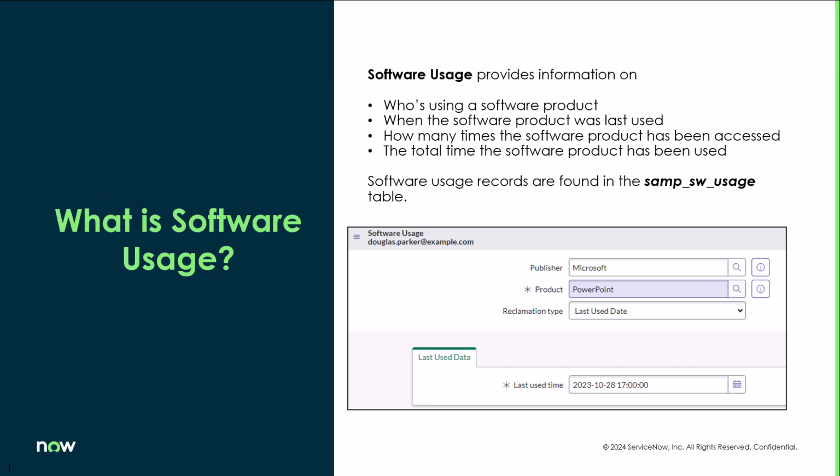So what is software usage? Software usage is data that's used to provide information about who's using a software product, when the software product was last used, how many times the software product has been accessed, or the total time the software product has been used. This data can be found in the SAMP SW usage table.